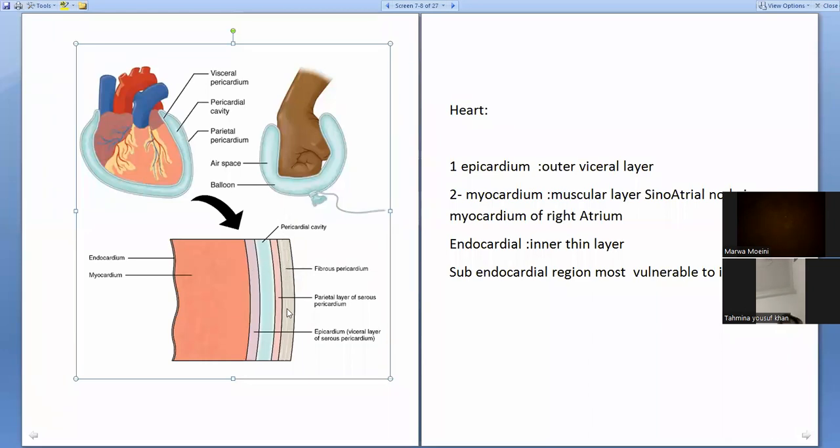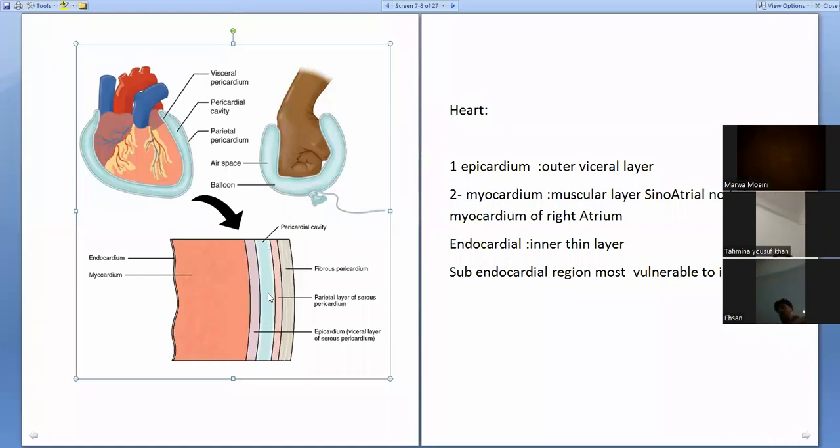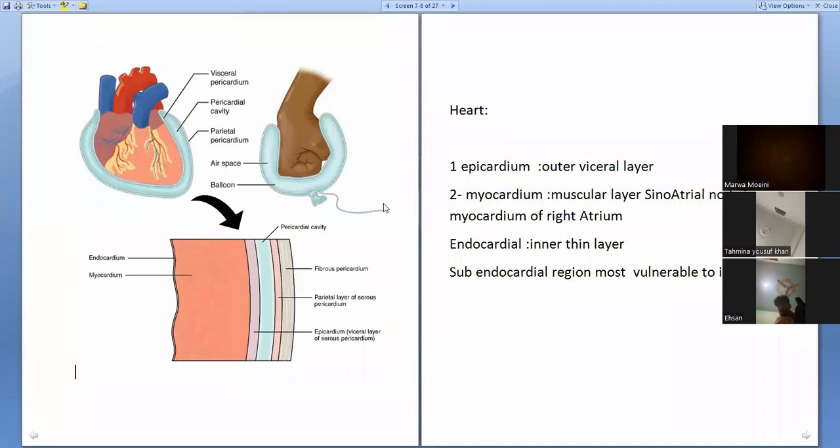This one is the fibrous pericardium, the thick one. And this one is the serous pericardium. It also has two layers, this one and this, and a cavity which has fluid. We will discuss it, okay? Just for your information, we have the pericardium, which has two layers, the fibrous pericardium and the serous pericardium. Did you understand so far?